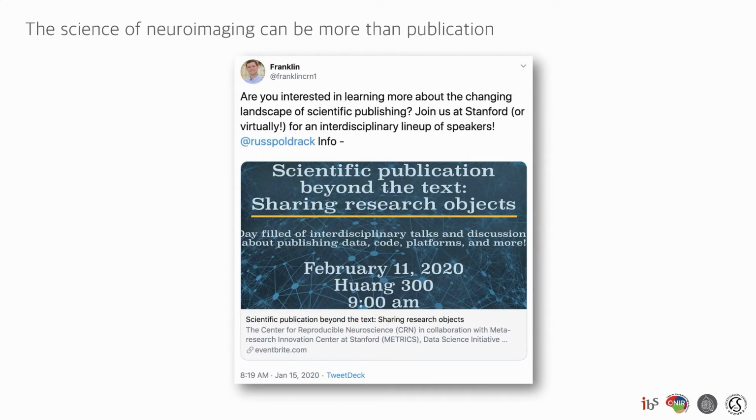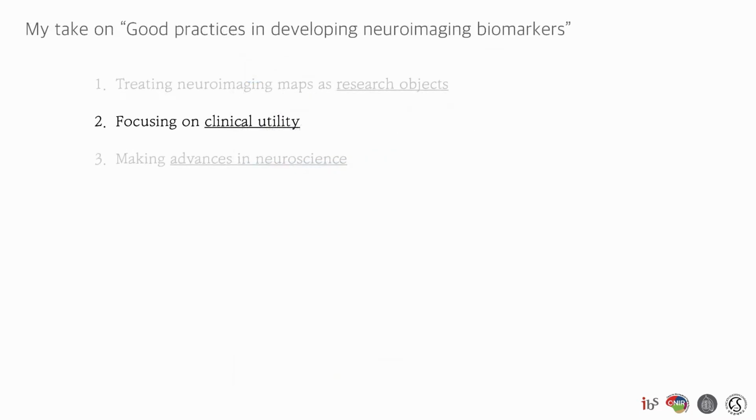And recently I came across this tweet that was advertising a meeting, and I liked its title, Scientific Publication Beyond the Text, Sharing Research Objects. By treating brain maps as research objects, we will be able to make the science of neuroimaging bigger than publication. And second, we need to focus on clinical utility.